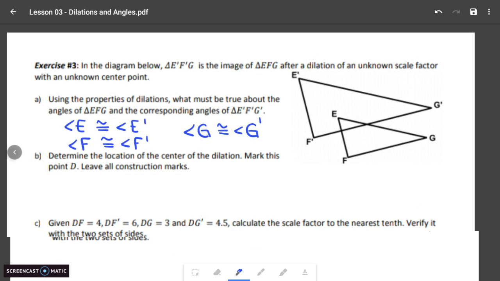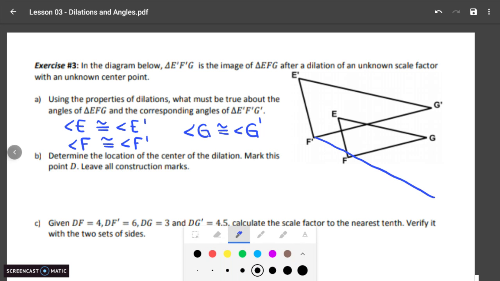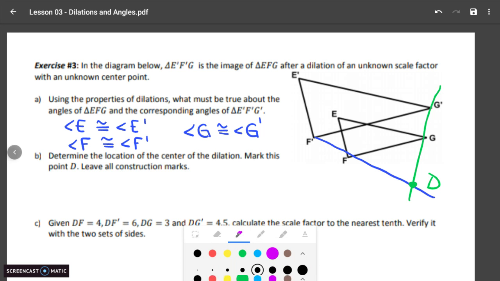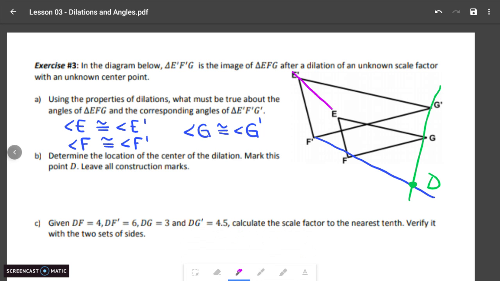But all you have to do is take your straight edge and from F to F prime, extend down. Now, I know that E prime, F prime, G prime got bigger, so I extended down in this direction. I'm going to do the same thing from G to G prime. This intersection point is enough to tell me that that is point D, my center of dilation. I could verify that third point and do E to E prime, and it would pass through as well. I don't need to. I only need 2 to make this happen, so the third one's just extra.